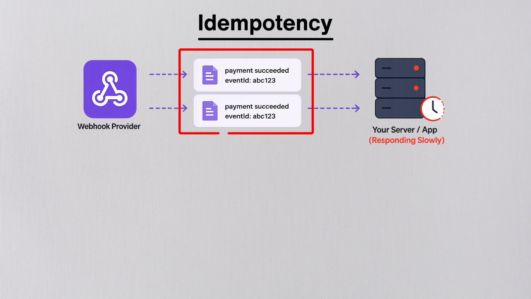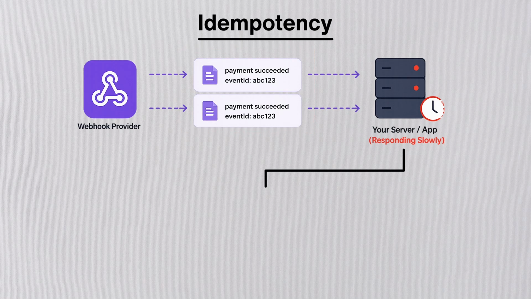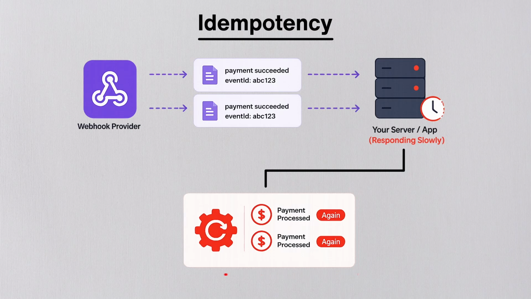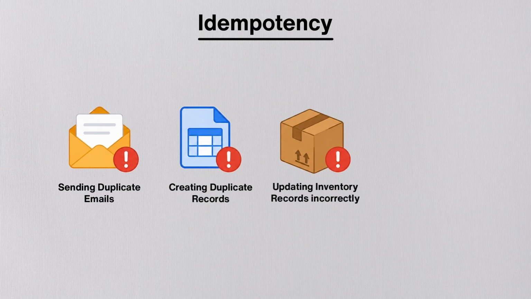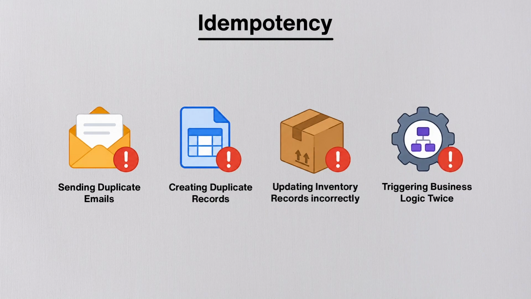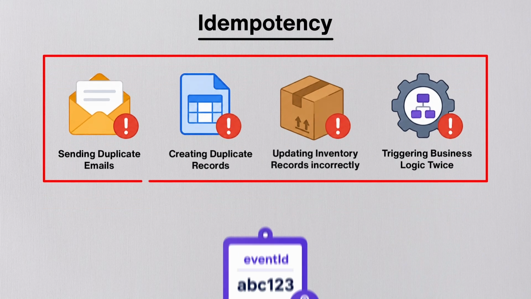If you do not check duplicates, your app may process the same payment again. That could mean sending duplicate emails, creating duplicate records, updating inventory incorrectly, or triggering business logic twice. This is why Event ID is important.